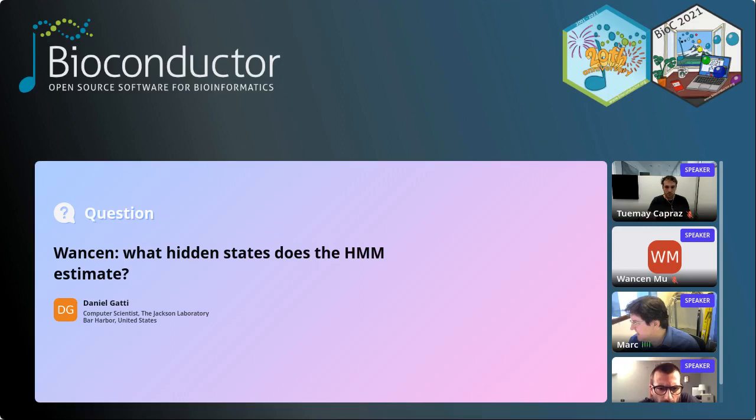And then I see a question here for Wancen. What hidden states does the HMM estimate? Oh, we're performing the segmentation based on the gene density. So it will estimate three states: high density, middle, and low density region.